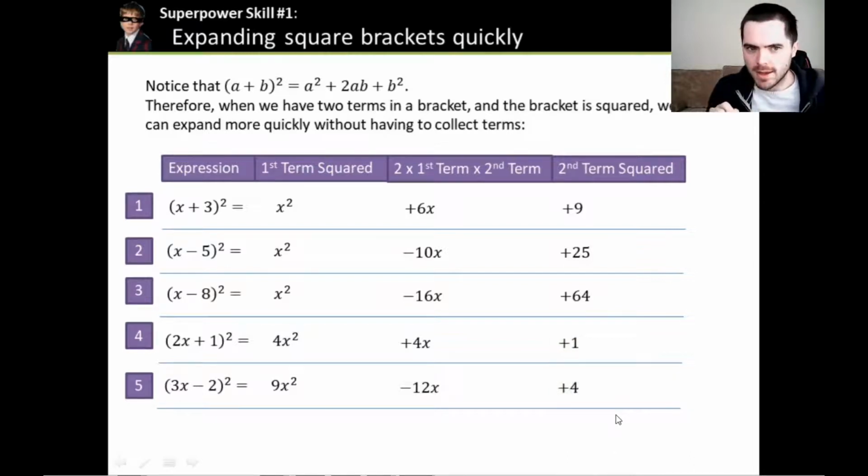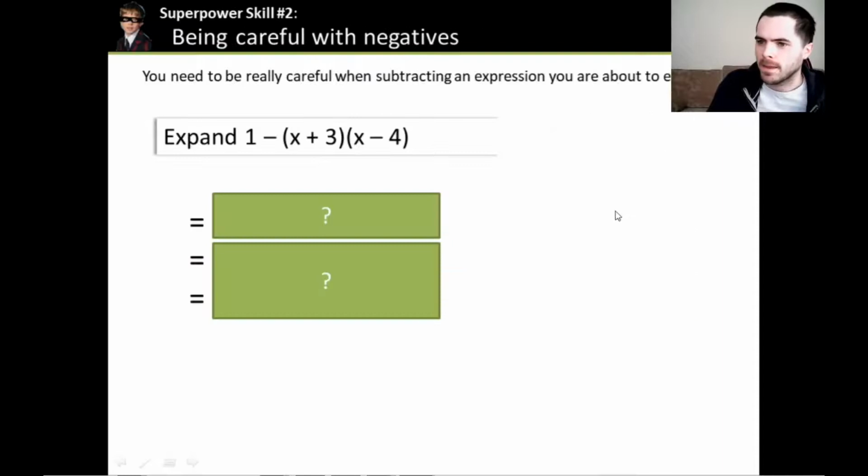That is a quick way of expanding these squared brackets, but don't panic if you're not getting it. Drop back to the old grid method and eventually you'll start to see the patterns occurring.